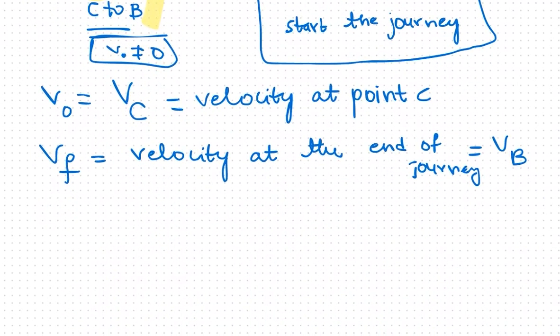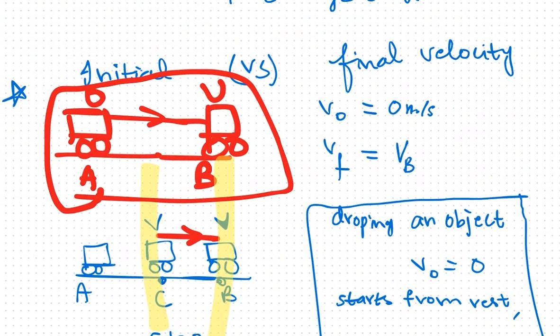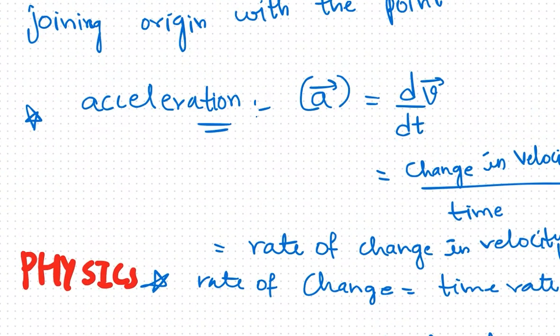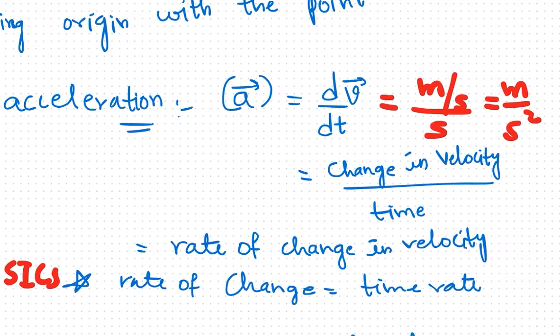I think you are familiar with the units, meter per second. What will be the units for displacement? Meters. What will be the units for acceleration? Meters per second squared. It's like dv by dt, right? Velocity units are meter per second, and then over seconds, so acceleration means meter per second square.